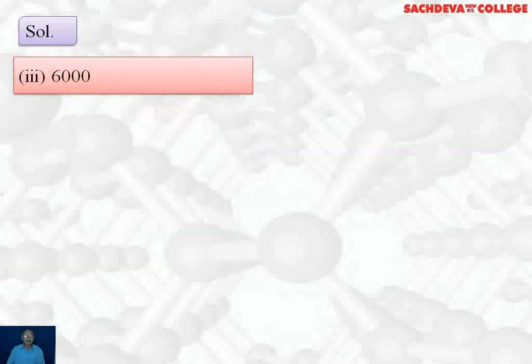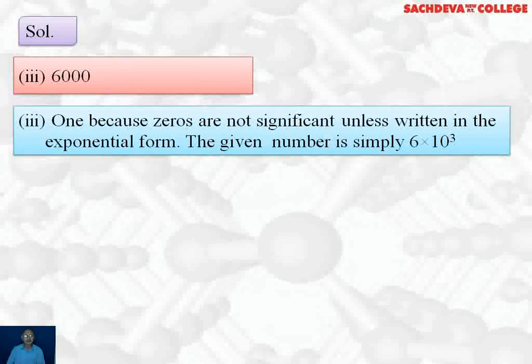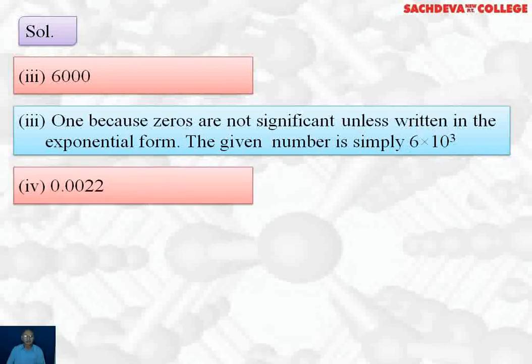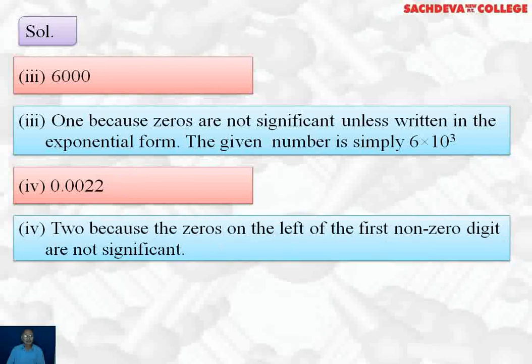Next question. How many significant figures are there in 6000? Correct answer is 1, because zeros are not significant unless written in the exponential form. The given number is simply 6 into 10 to the power 3, and 6 has one digit, that's why it has only one significant figure. 0.0022. Correct answer is 2, because the zeros on the left of the first non-zero digit are not significant.